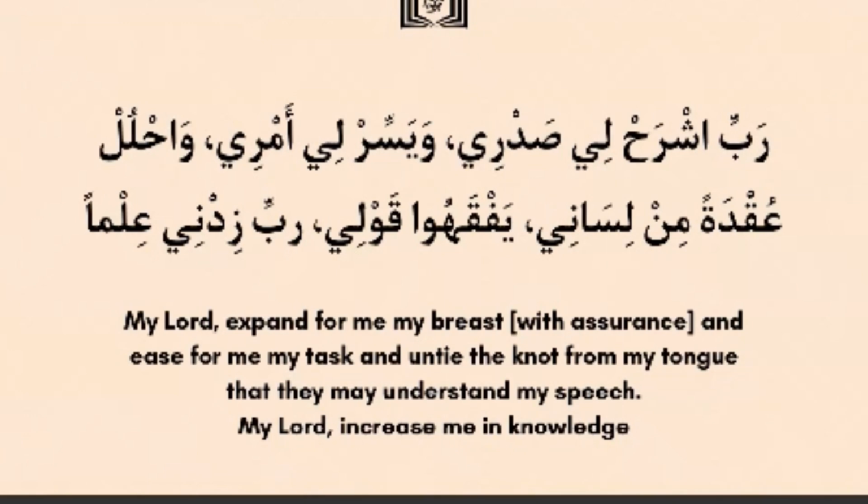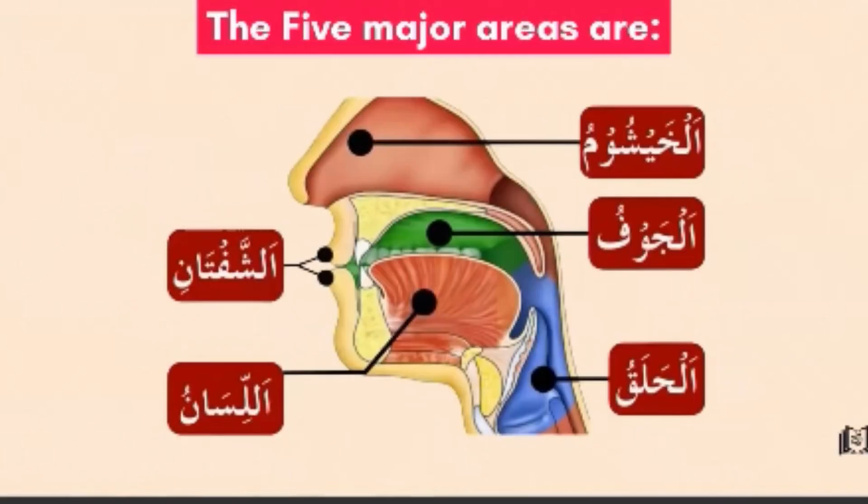Okay, so let's begin our class. Yesterday we went through the introduction of Tajweed. Do you have any doubt with the previous class? No, sister. Okay, alhamdulillah. So now let's just see what we saw yesterday. Yesterday we learned the five major areas from where we get the articulation points of the alphabets. Let us revise this once.